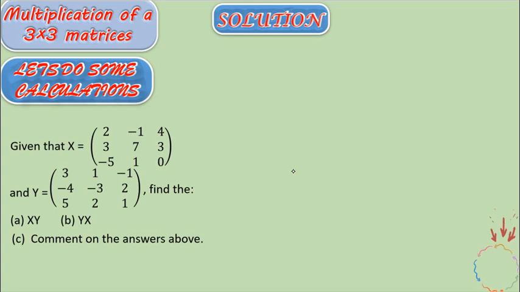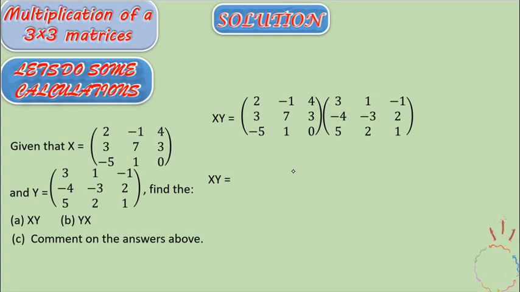So the first thing we need to do is to find xy. Now I'm going to do xy. Then remember, yx will be an assignment for you. So I have x and then I have y. So we have the two matrices.